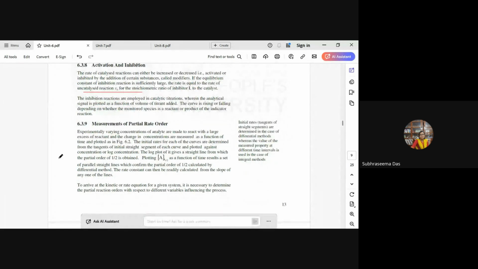Then coming to measurements of partial rate order. When we see a particular reaction, the determination of the order of the reaction is a very important task.